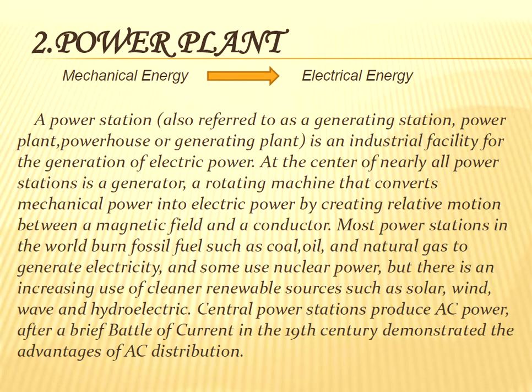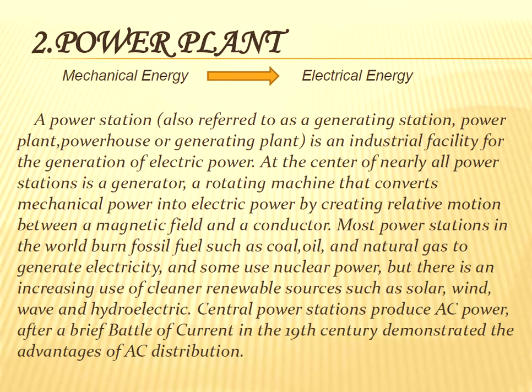This is how a power plant converts mechanical energy into electrical energy. Sometimes it is called a power station, power plant, generating station, powerhouse, or generating plant. It is basically an industrial facility for generating electrical energy. Most power plants will have something called a generator. This is basically a rotating machine. A generator will generate electricity when it rotates.